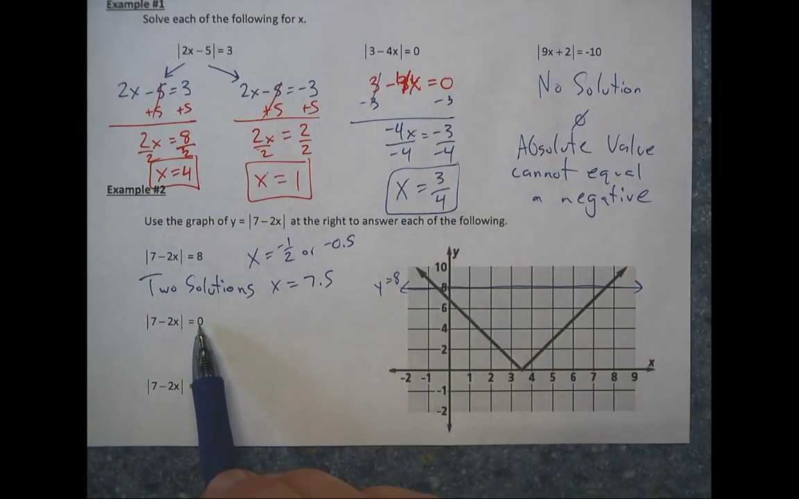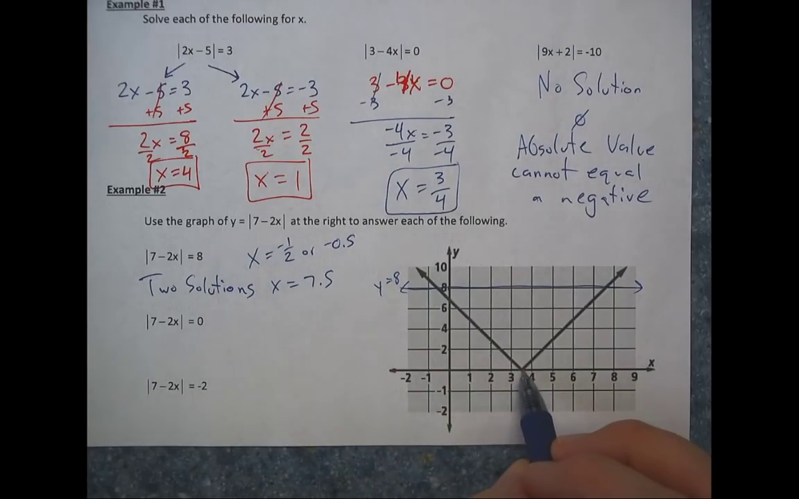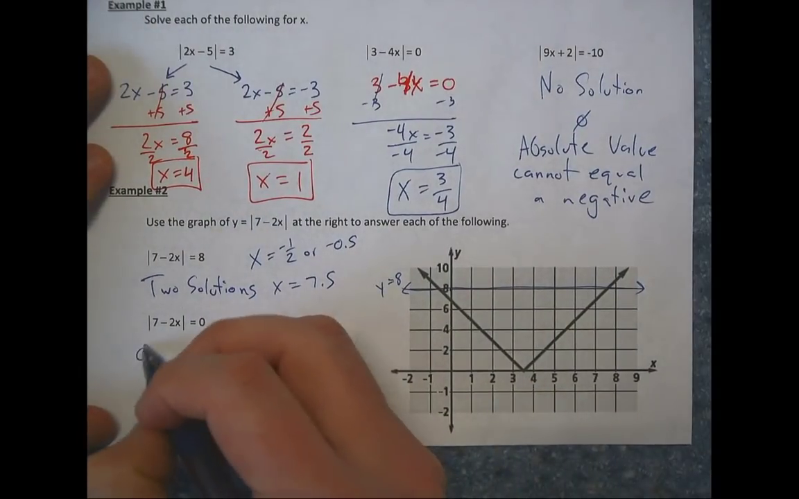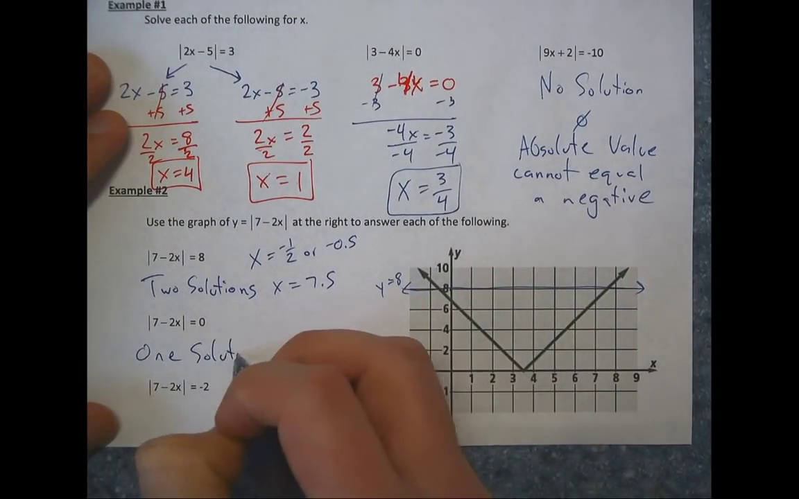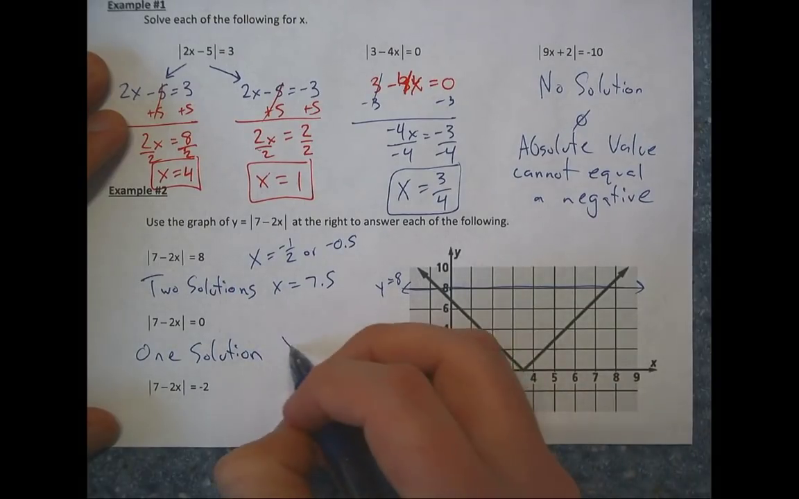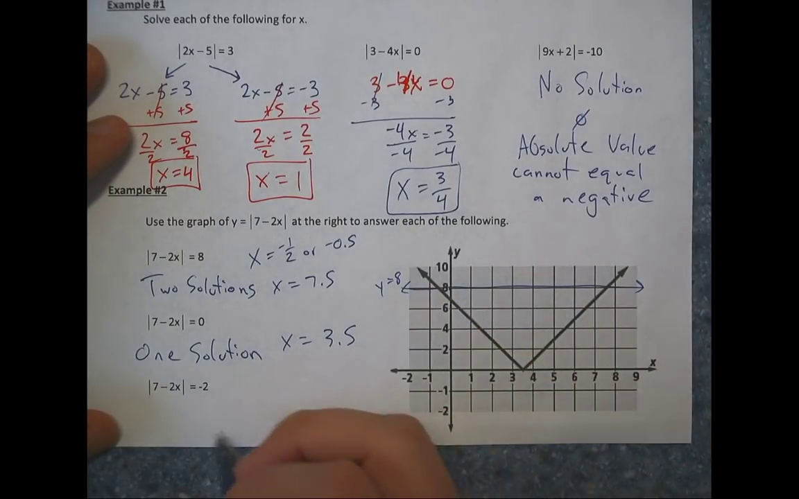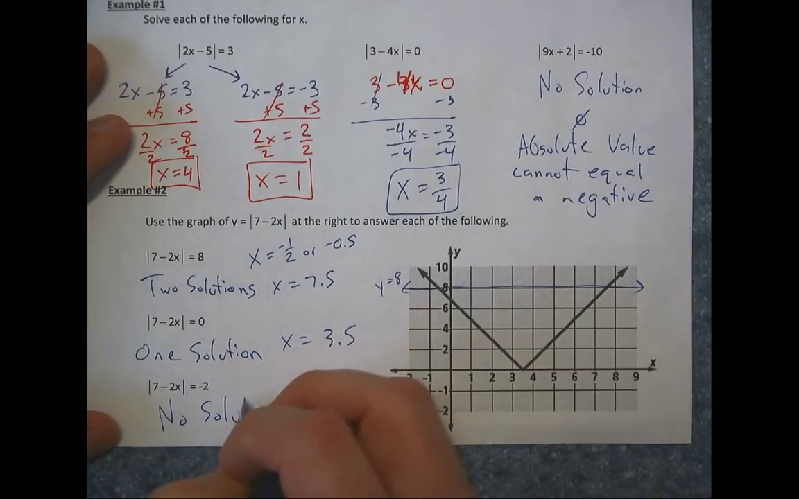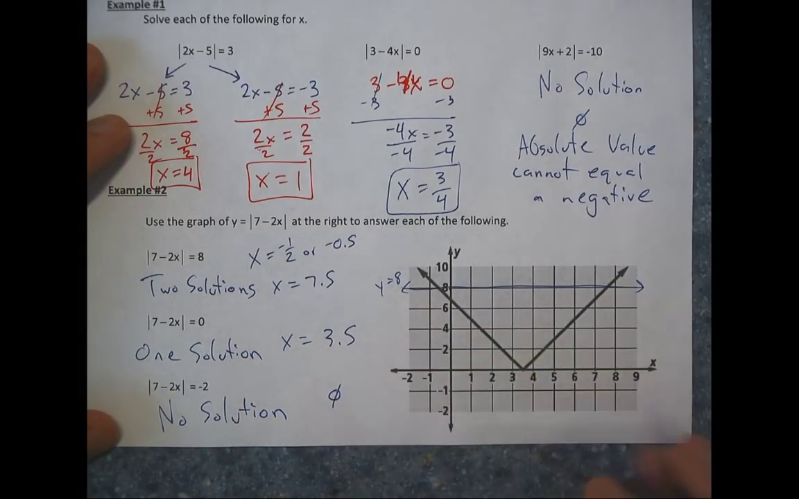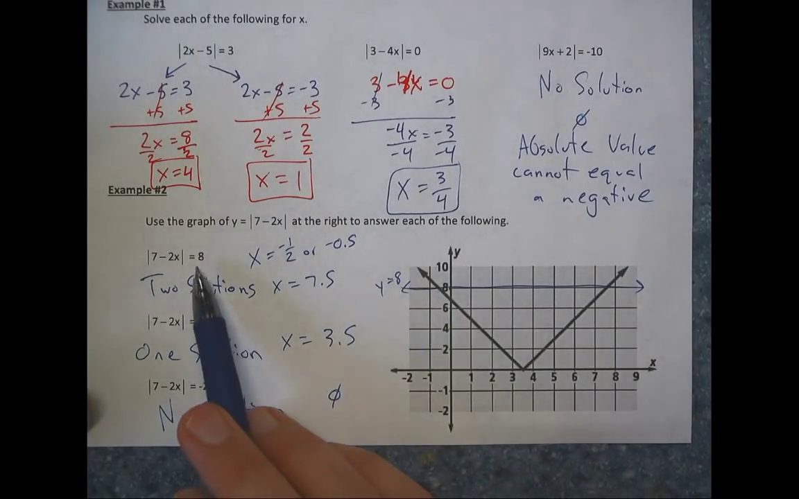Now if you go to y equals 0, so when does y equal 0? It's only going to happen in this one spot, 1 answer, 1 solution. And that's when x equals 3.5. And then when does this expression, the absolute value of 7 minus 2x, equal negative 2? Well, if you look down here at negative 2, or any negative number, these lines will never go down there. No solution at all for any negative number. All right, so that's when we have these equals.